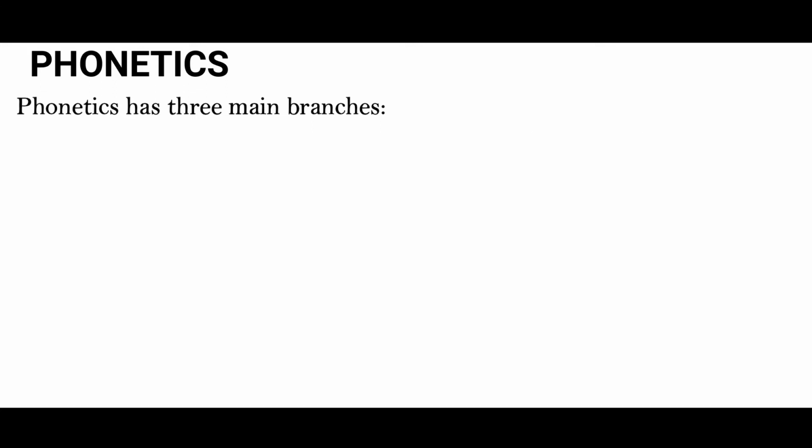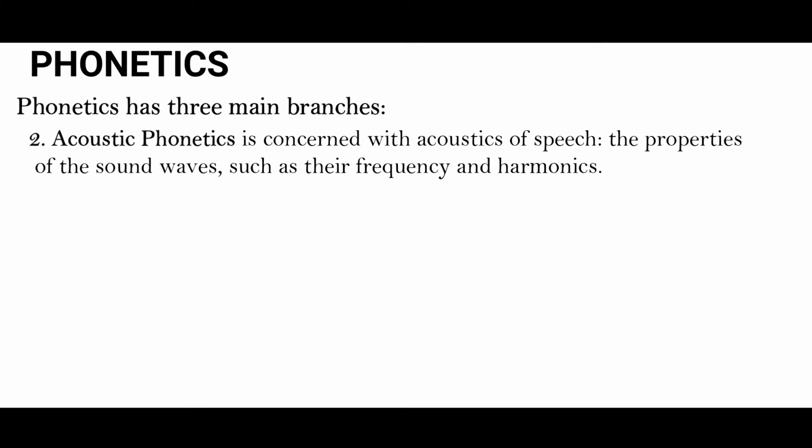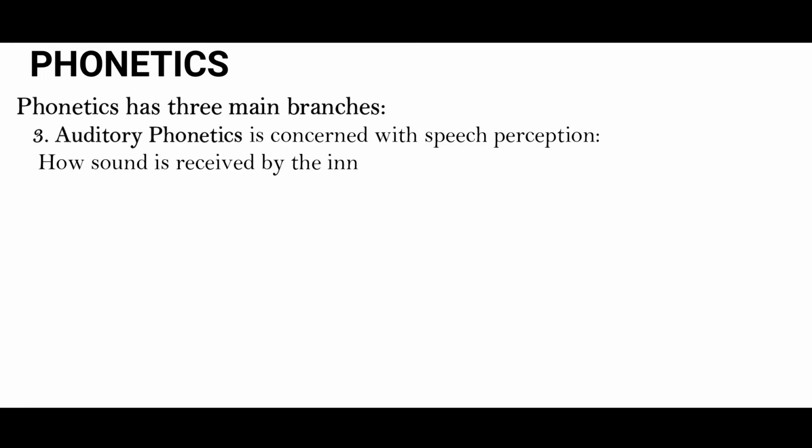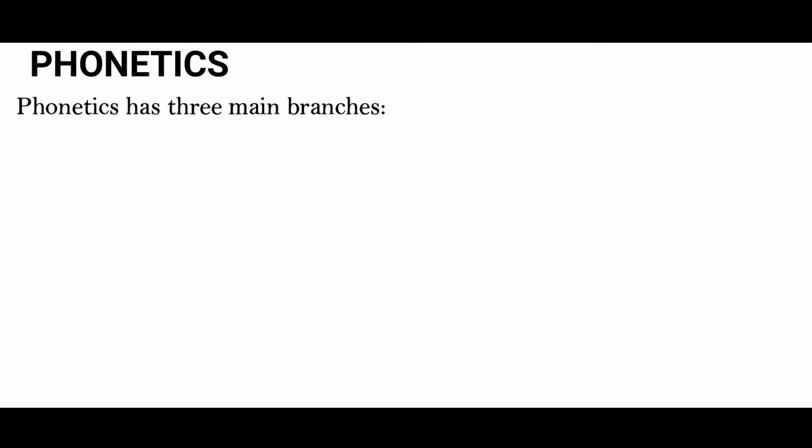The second branch of phonetics is acoustic phonetics. Acoustic phonetics is concerned with the acoustics of speech, the properties of the sound waves, such as their frequency and harmonics. The third branch of phonetics is auditory phonetics, and this branch is concerned with speech perception, like how sound is received by the inner ear and physiologically perceived by the brain. These three are the main branches of phonetics, and we just briefly discussed them.